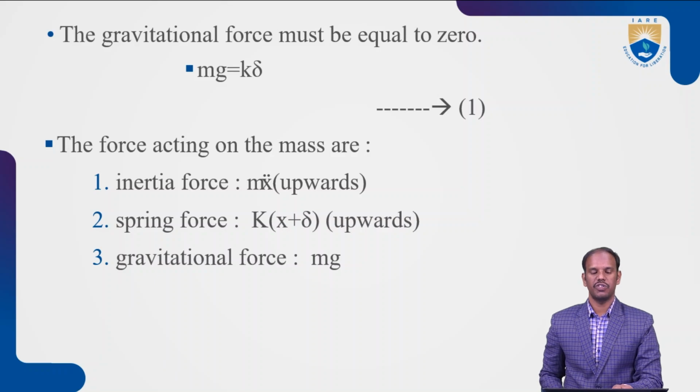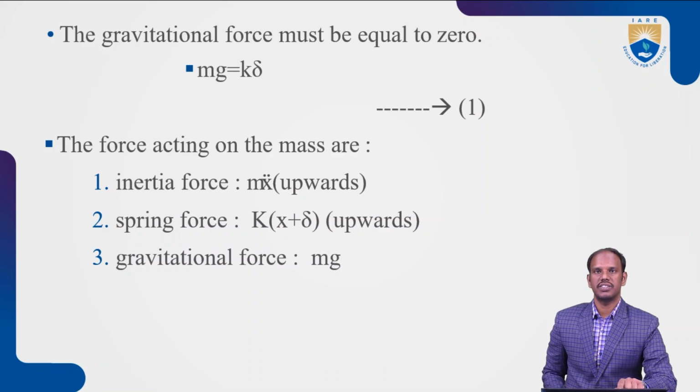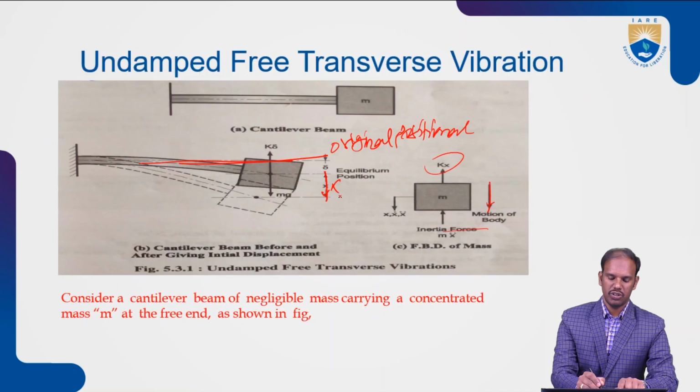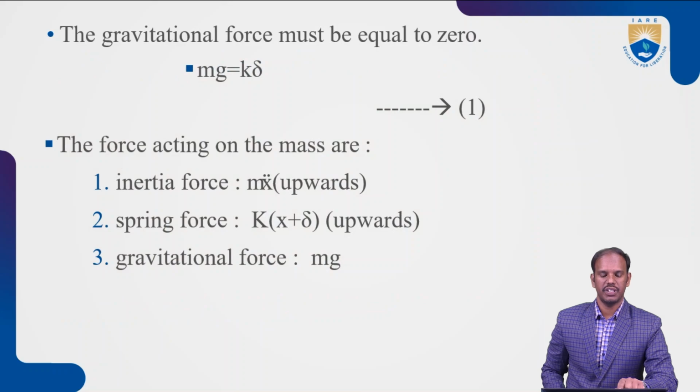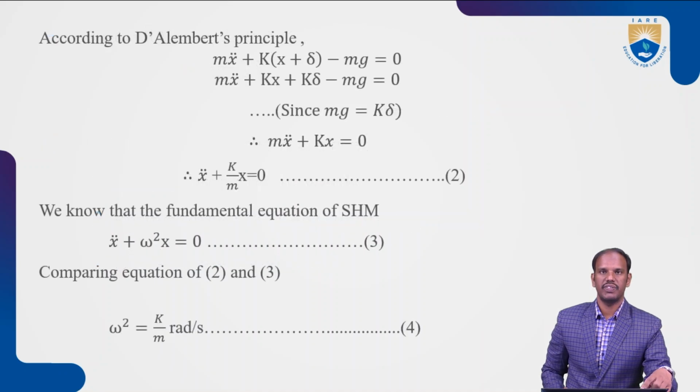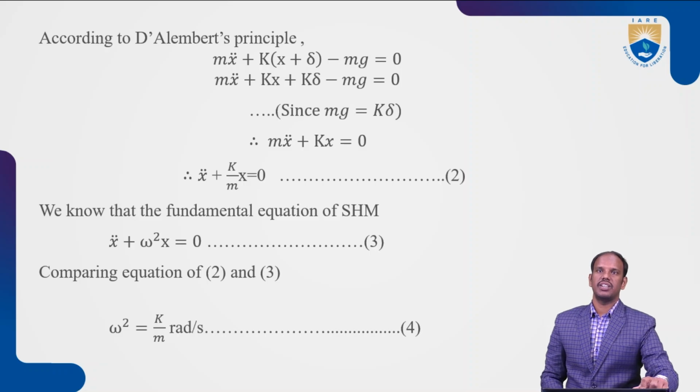The gravitational force is nothing but mg, and it is equivalent to the distance traveled, x. We can also write it in terms of k and delta. So we have the inertial force, the spring force, and the gravitational force, and from all these we get the fundamental equation: acceleration plus omega square into distance equals 0.